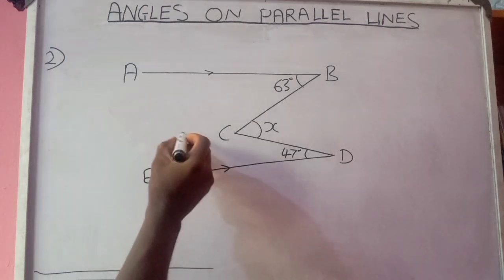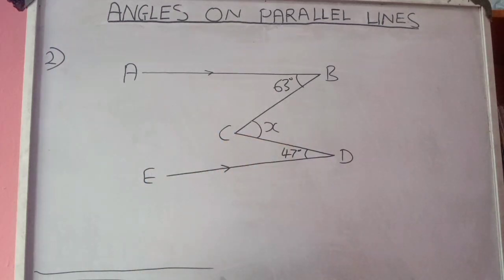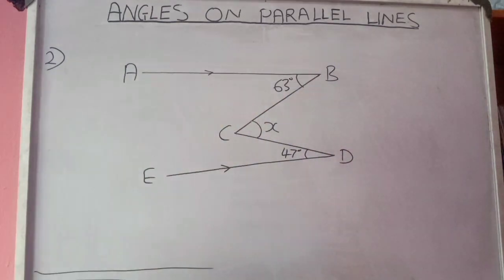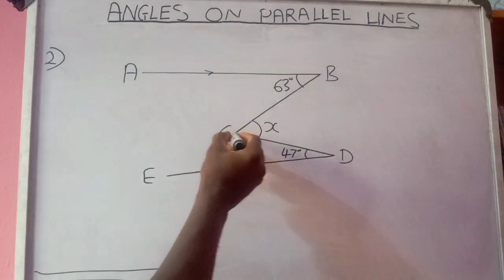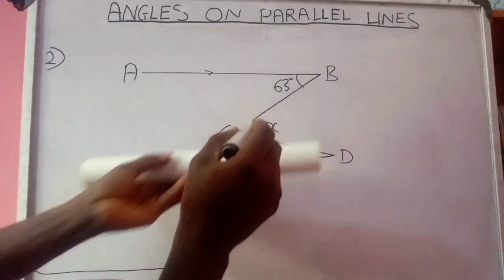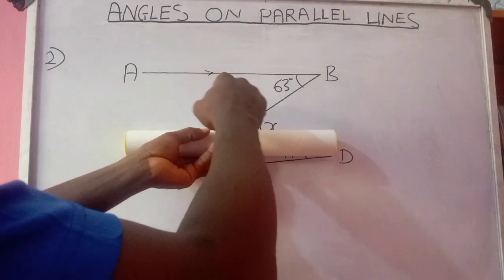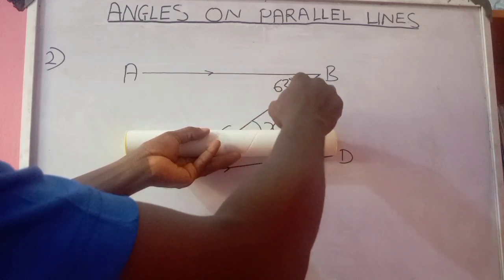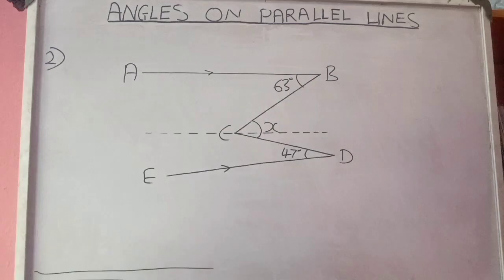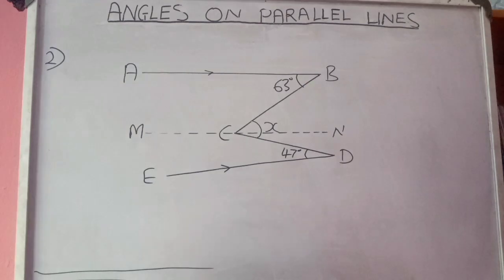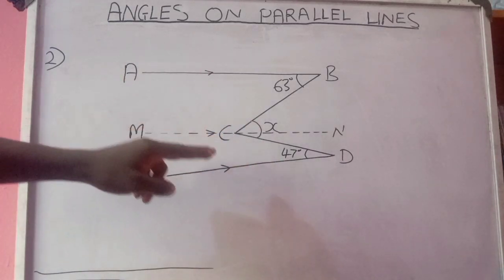All we need to do is to construct, because we don't have a common transversal line between these two parallel lines. So what we do is that we construct a straight line from here. So let's do the construction. Construct a straight line. Let's call it MN. You can see that we now have three parallel lines. This line is parallel to this, is equally parallel to this.